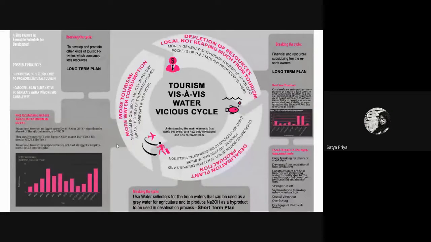Okay, I'll just sum up soon with the vicious cycle of the tourism. So we are trying to promote tourism in this sector, but the problem is the more the tourism, the more the water consumption, and the more the brine, and the more the environment gets polluted, the coral reefs get depleted. So this is a problem that we have with the tourism right now.